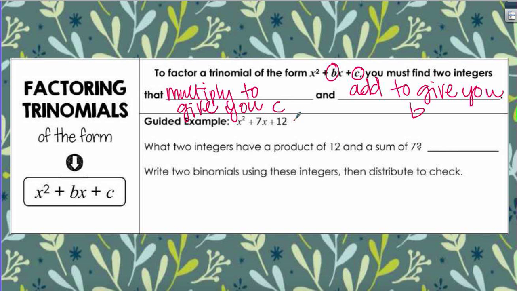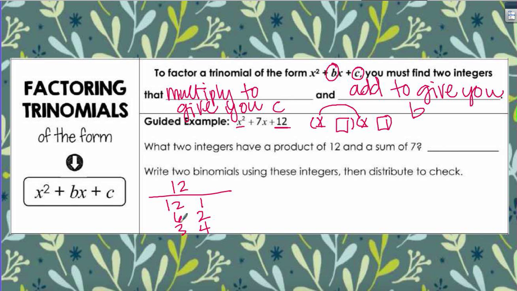If we were trying to factor x squared plus 7x plus 12, we know that when we're FOILing, these first two terms multiply to give me this first one here. Well, to get x squared, this must have been an x and an x. These last two terms have to multiply to give me this 12. So I can think of the factors of 12. To get 12, I've got a couple options. I've got 12 times 1, I've got 6 times 2, and I've got 3 times 4. And alternatively, those can be reversed.